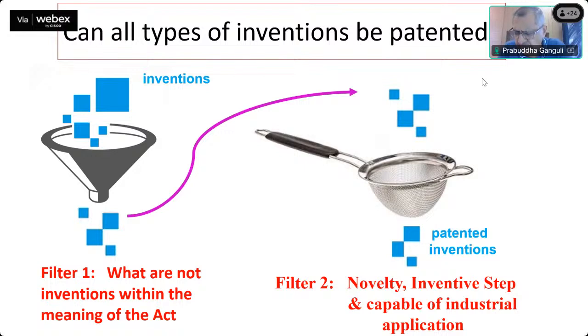If it falls within that list, then it is not considered to be an invention, in which case I will not get a patent. If it is not part of that list, then it goes to filter number 2. Is that correct? Yes, sir. Correct. Then let us say I go through filter number 1, and my work is considered to be an invention under the patent law. Then what will happen?